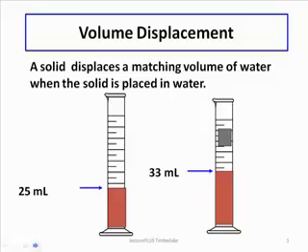Sometimes when we are finding density, our object does not have a regular shape, meaning not something that we can get its volume by using a ruler to measure the length, width, and height. And in that case, we can use water displacement. Basically, we start off with our initial volume of water. In this case, we have 25 milliliters. And once we add the object, the volume increases to 33 milliliters. The difference in those volumes, the initial and the final, is the volume of the object.